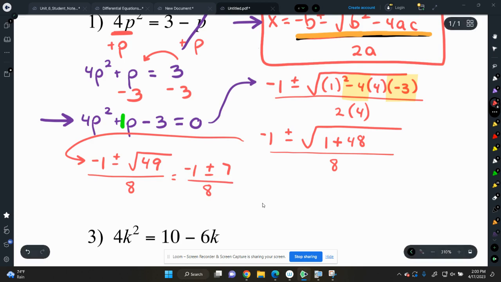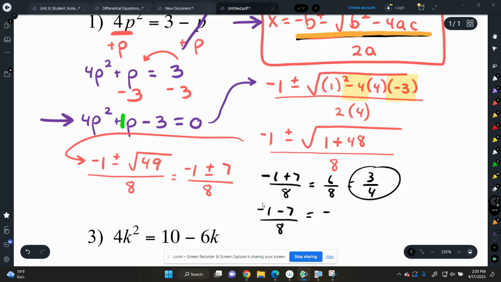So now that I got to that point, now I'm ready to separate these. This will be negative 1 plus 7 over 8 and negative 1 minus 7 over 8. So we have 6 over 8, which is 3 over 4. And we have negative 8 over 8, which is negative 1. And we're done.